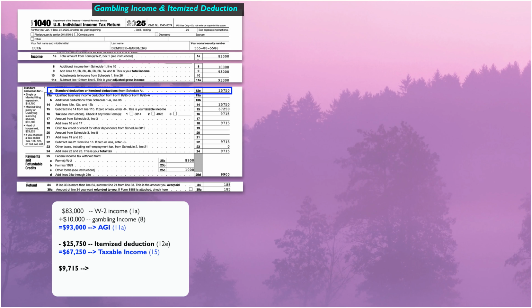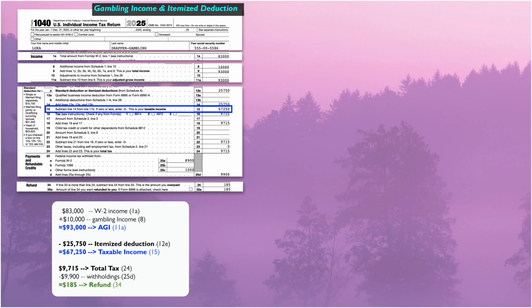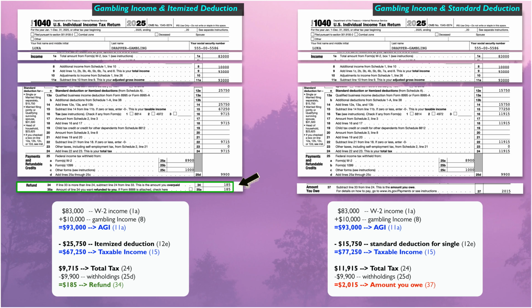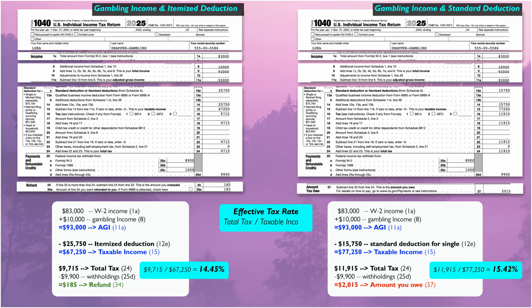But now the itemized deduction is $25,750, which reduces Luca's taxable income, and he gets a small refund of $185 instead of owing $2,015 when he used the standard deduction. With the itemized deduction, Luca's effective tax rate drops back down from 15.42% to 14.45%. The same rate he would have had if he never had gambling income at all. In this case, itemizing essentially wiped out the tax impact of his winnings.